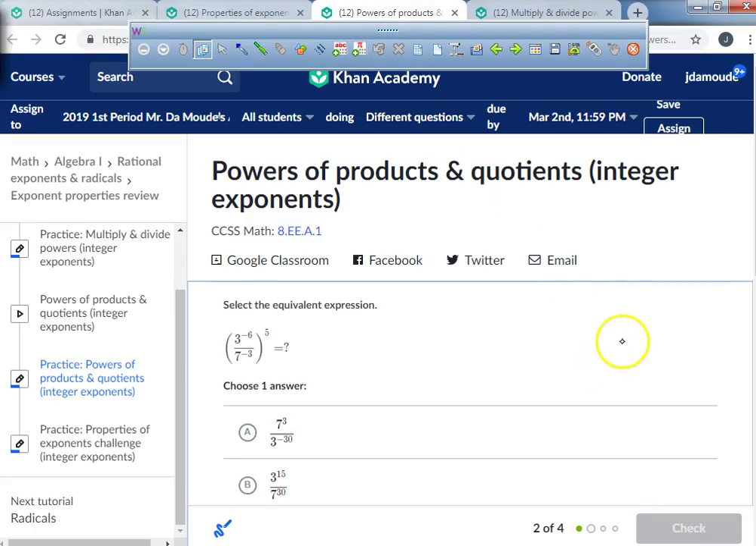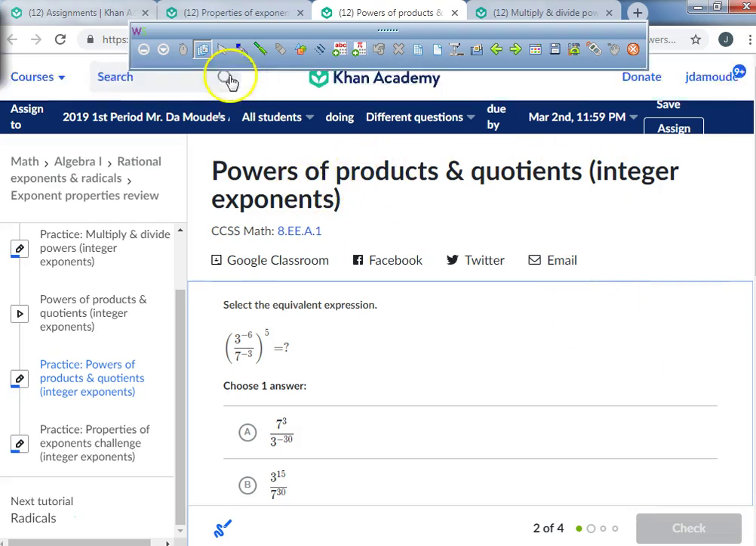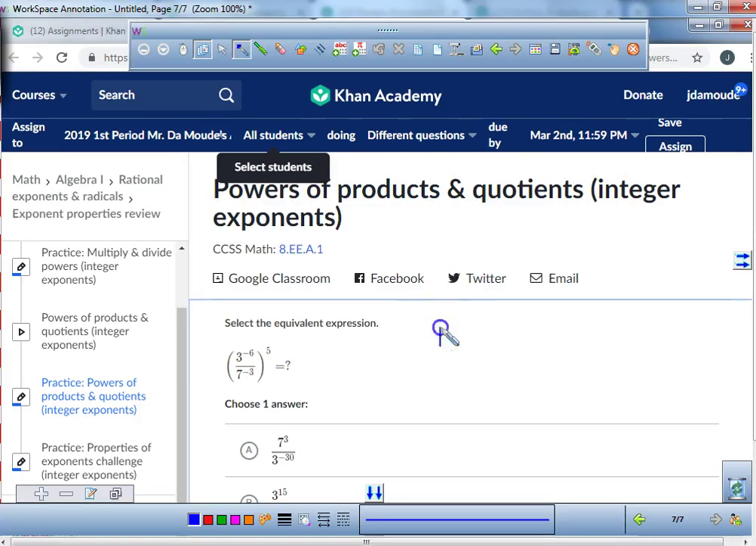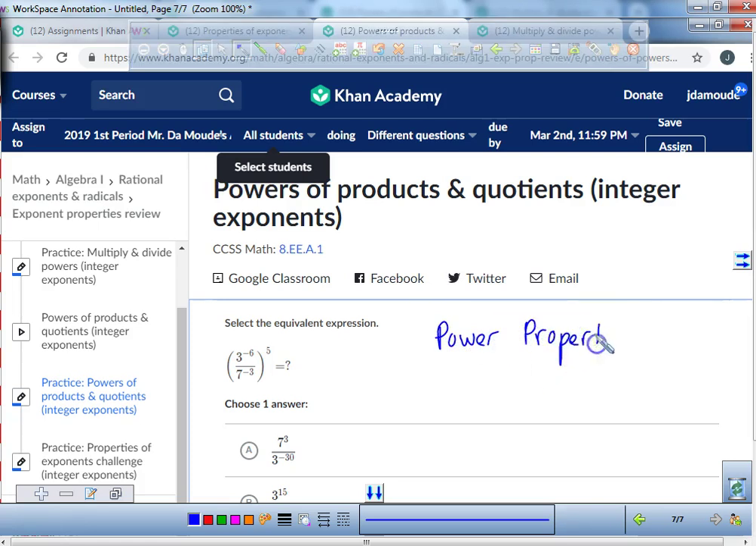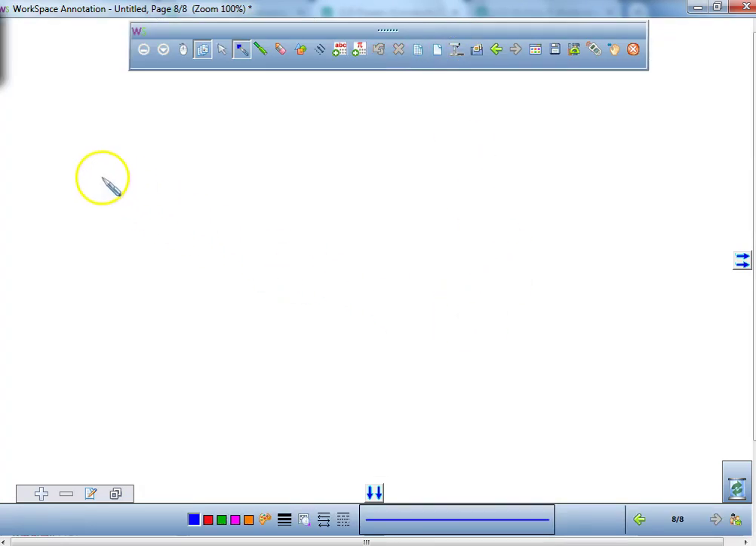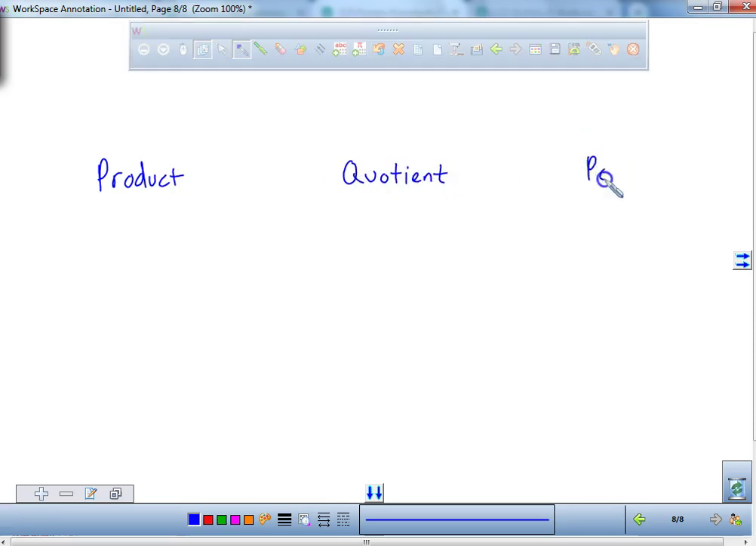So we're going to do something else. We're going to do powers of products. So this is going to be something called the power property. Okay? And the power property is different than the product property and the quotient property. Okay? We're going to quickly review all three of them. All right? We're going to talk about the product, the quotient, and the power property. Let me give you 3 examples.